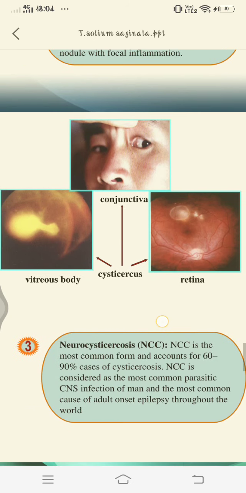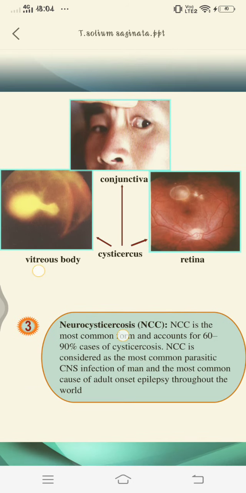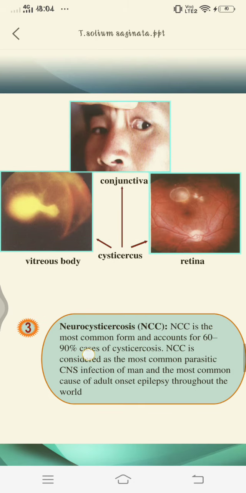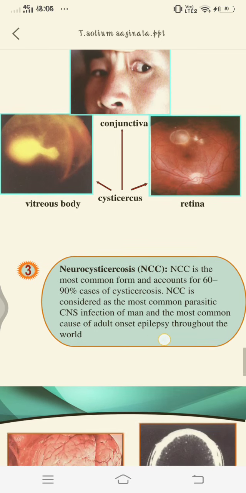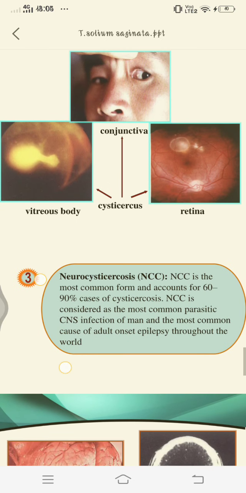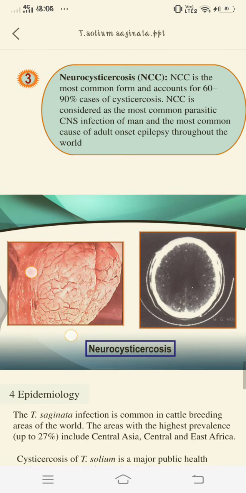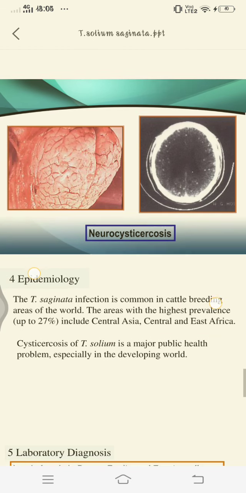Cysticercus forms. And neurocysticercosis, which is important, accounts for 60 to 90% of cases. It is considered the most common parasitic infection of the nervous system in man, and the most common cause of adult onset epilepsy throughout the world. So neurocysticercosis is very dangerous when it goes to the brain, you can see.